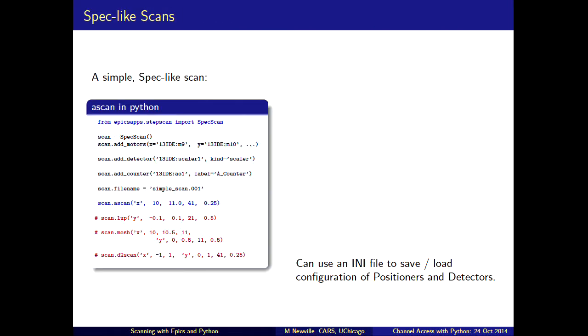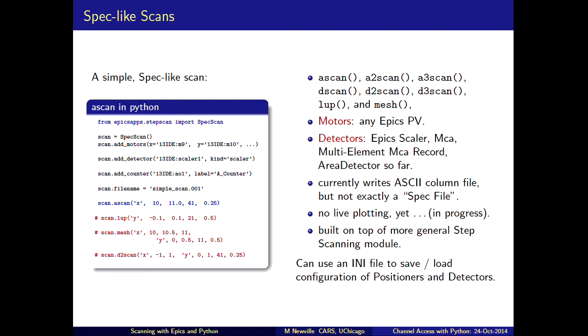So then, built on top of that, there's code that's like the spec-like scan. So there's A-scan, A2 scan, all of these. And then the motors are simply any EPICS PV, although they're called motors. They're any EPICS PV. And the detectors, again, can be the scalars, MCAs, and so on, or area detectors. And this does not write a spec file. It writes a simple ASCII column file.